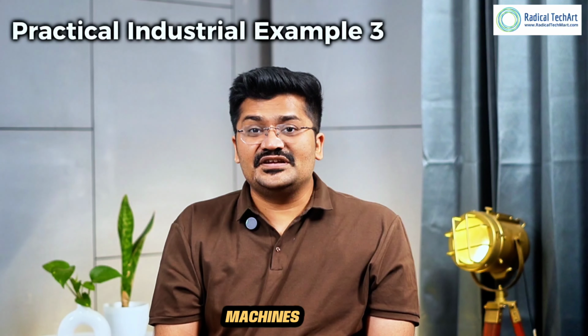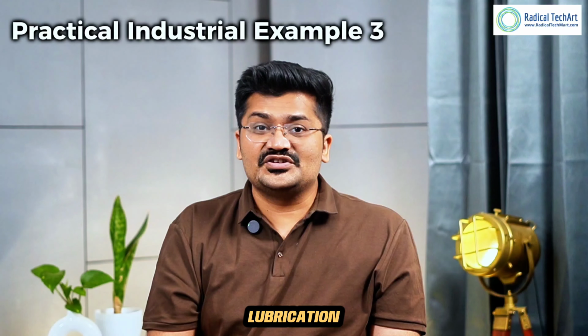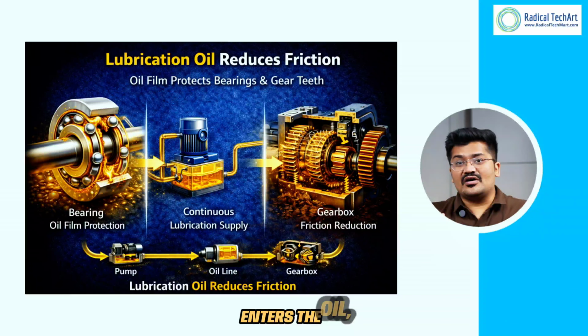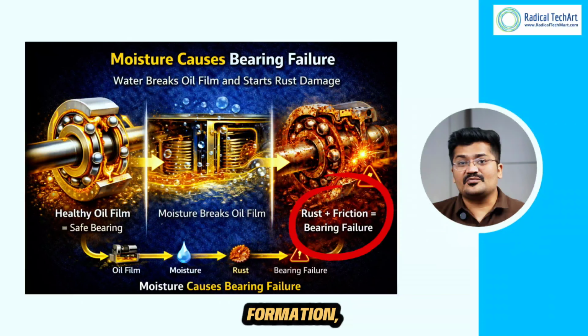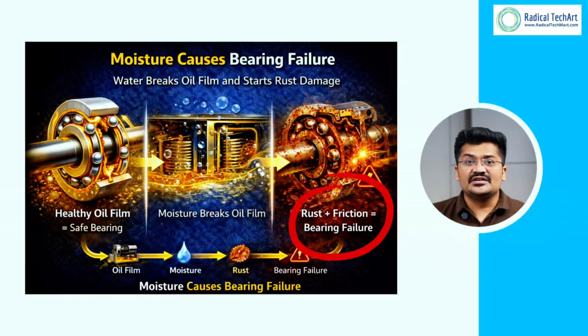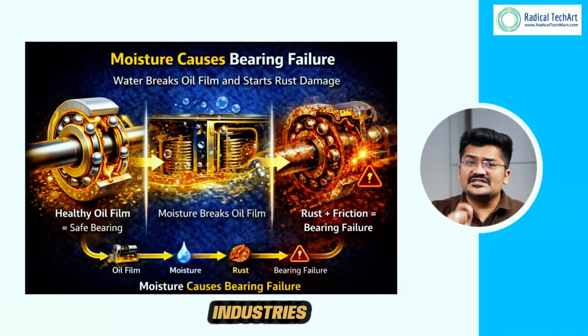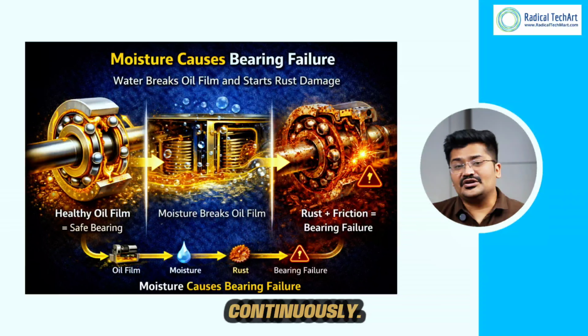Many industrial machines rely on lubrication oil. This oil reduces friction between moving parts. If moisture enters the oil, it may cause rust formation, reduced lubrication performance, and bearing damage. That is why many industries monitor oil condition continuously.